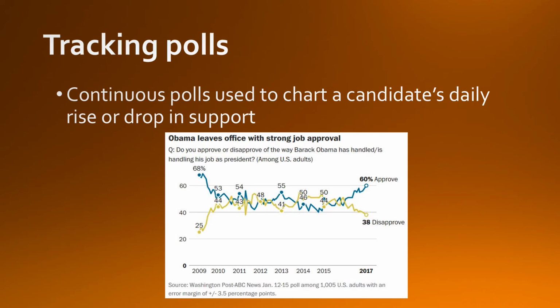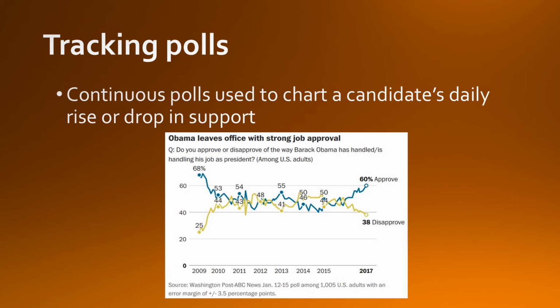Tracking polls are continuous polls that are used to chart a candidate's daily rise or drop in support. The most common one of these is the presidential approval rating poll. This is updated on a nearly daily basis, all the time. So they ask the same question: do you approve or disapprove of the way that the president is handling his job as president? And we see this all the time. This question is the same, so we get to track how the responses change to that question over time.